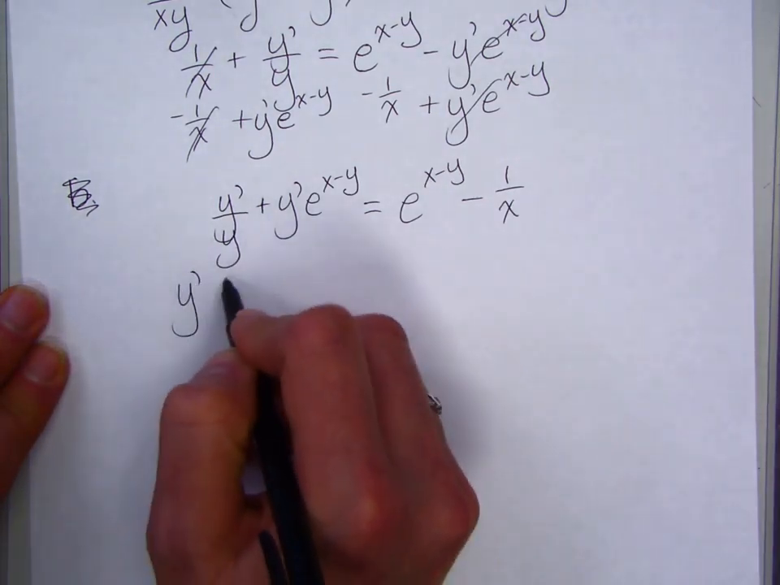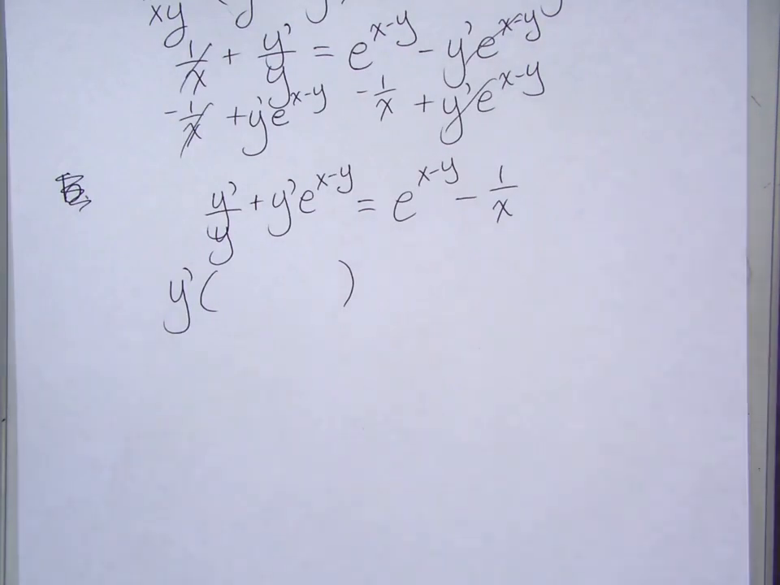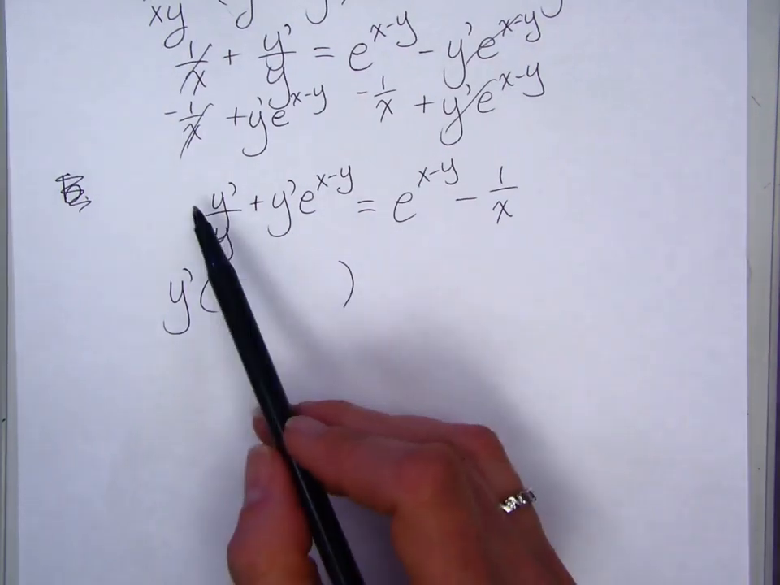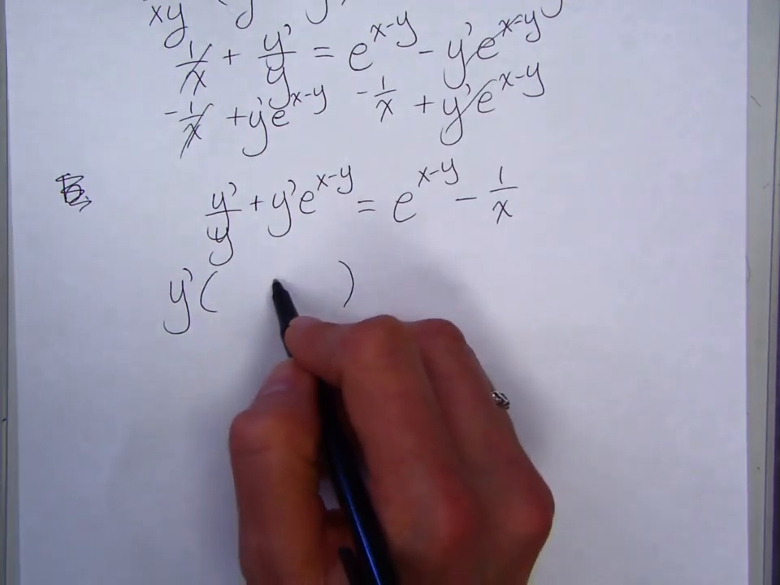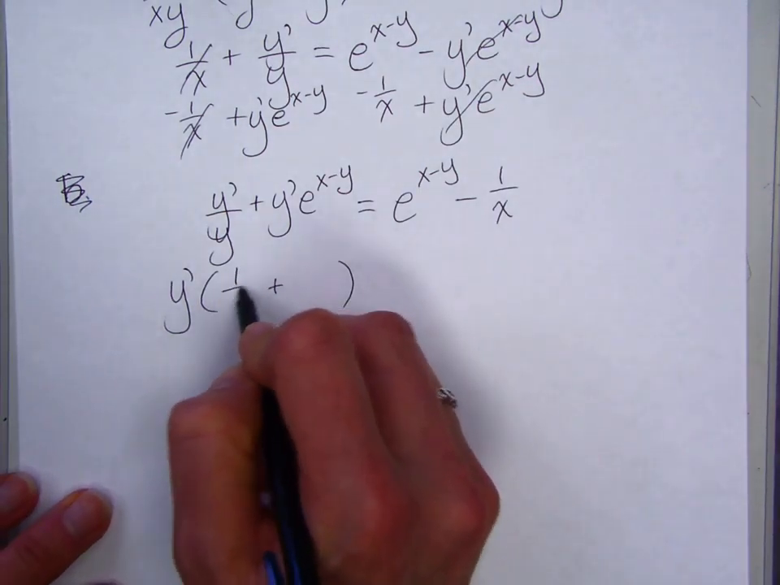Pull it out front. Decide with the people around you what is left when you factor out a y prime from both of these terms. What would go in here? I know there's a plus, but what would the other two parts be? Wouldn't we have 1 over y?